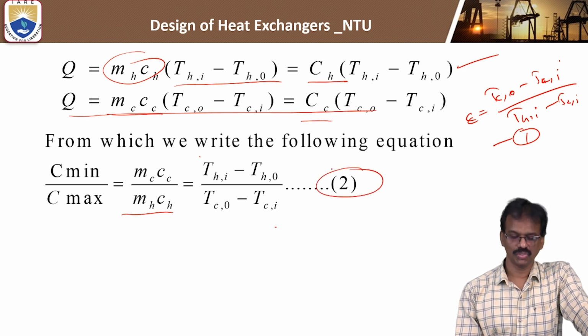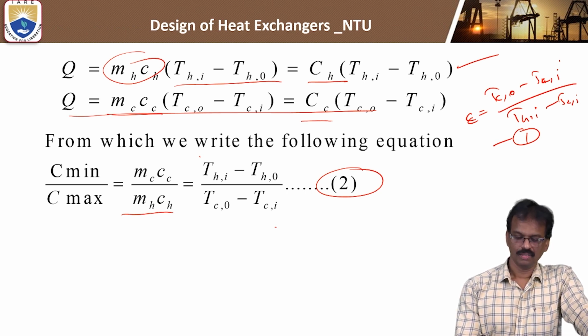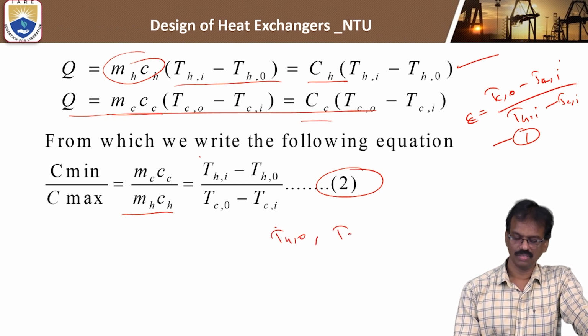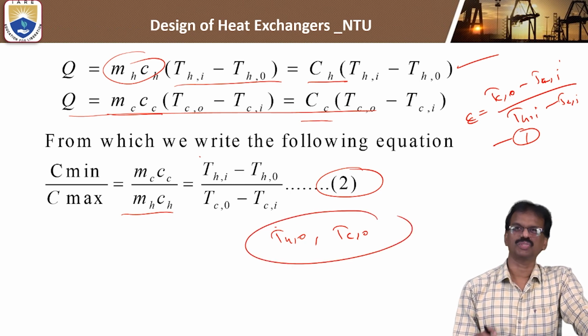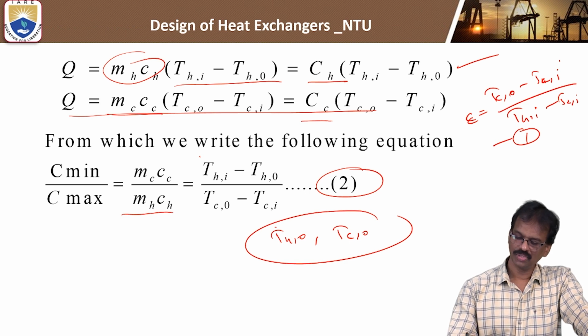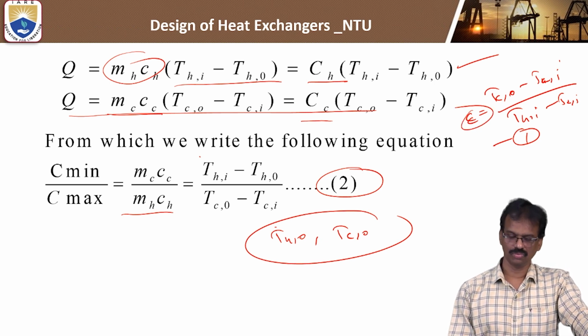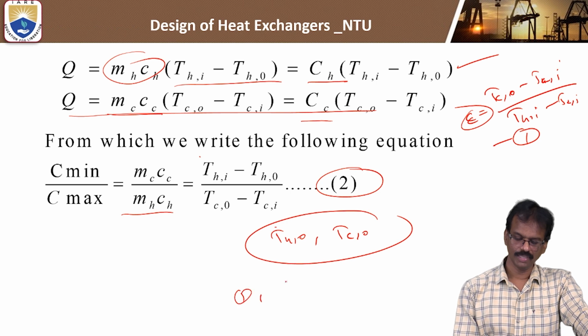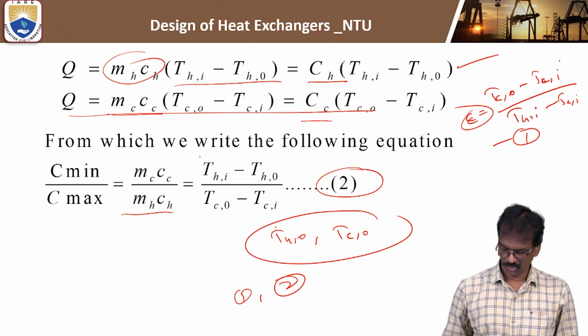By using equation 2, we can eliminate the outlet temperatures, the hot fluid outlet Th naught and Tc naught. These two will be eliminated by using equation 2. By using equation 1, we can eliminate all the temperatures and replace them with the effectiveness symbol epsilon. So these two equations are very important. By using these two equations, you can derive the formulas. So remember these two equations.